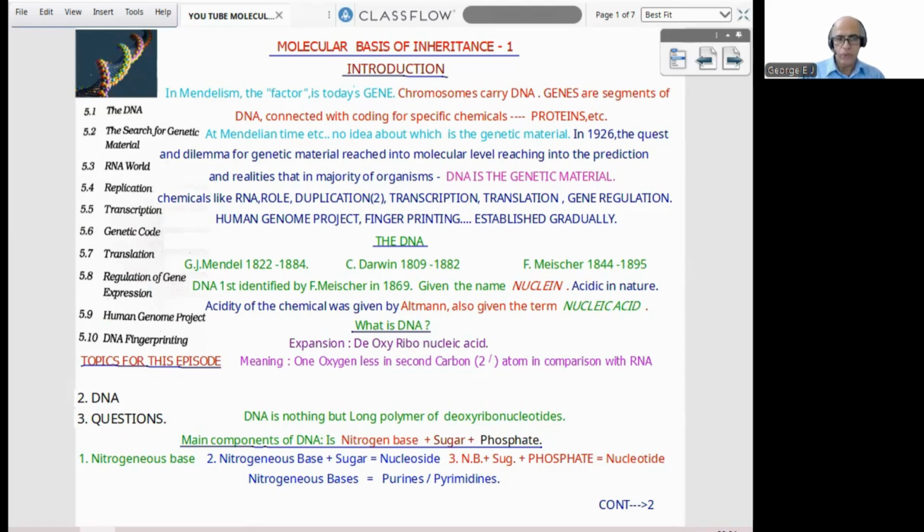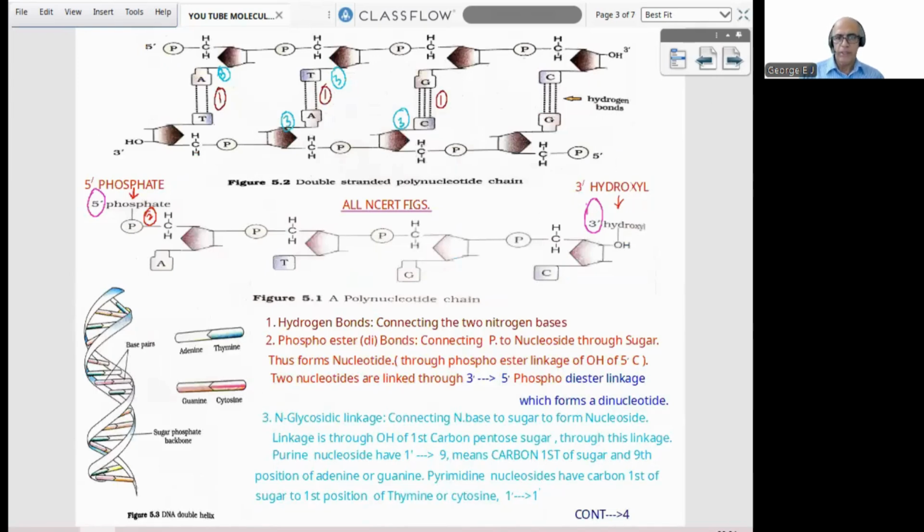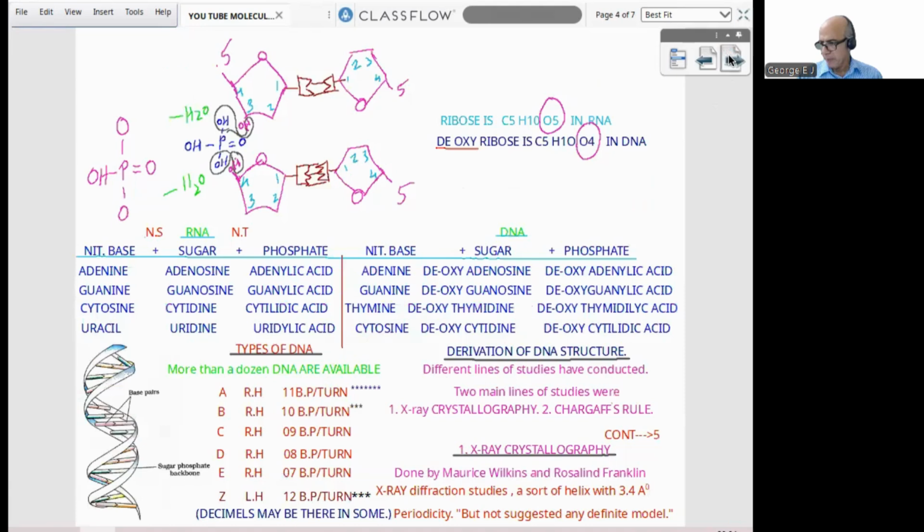Now what is DNA, full form, meaning? Then we entered into the main components of DNA: nitrogen base, sugar, phosphate. Meanwhile, in between, NCERT topic, organism, genetic material, number of nucleotides or base pairs, a common question. Then we entered into bacteriophage phi X174, single stranded, no base pairing rule is applicable. Then genome, what is the meaning, haploid set of chromosomes, then purines, pyrimidines, their details, then the famous NCERT diagram, 3 bonds: hydrogen bond, glycosidic bond, phosphodiester bond, where those bonds lie, and what will be formed. After that, a typical representation of how this phosphodiester bond comes, how many molecules of what will be eliminated.